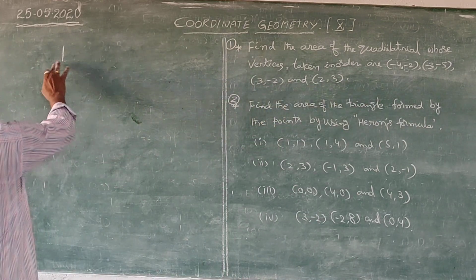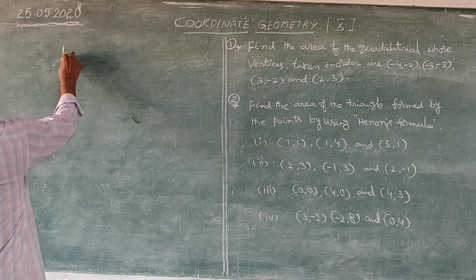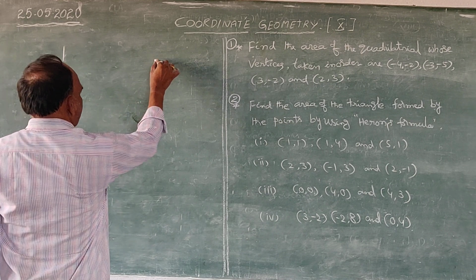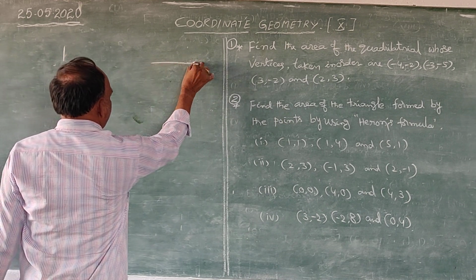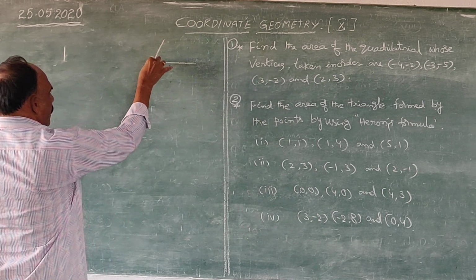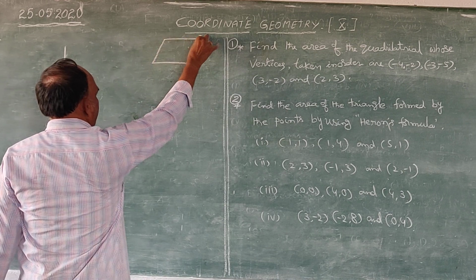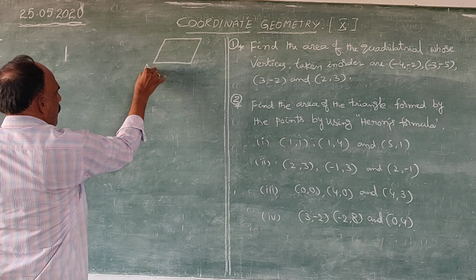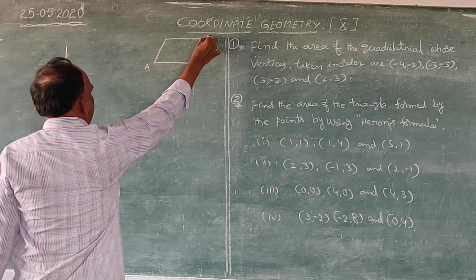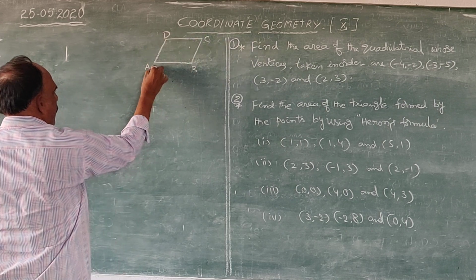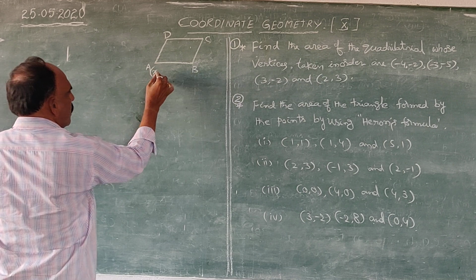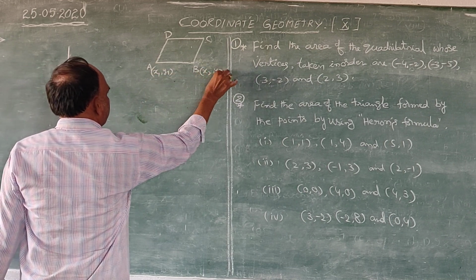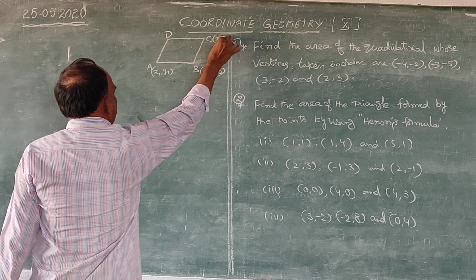Now solving the first problem. Find the area of the quadrilateral. Take a rough diagram of the quadrilateral whose vertices are A, B, C, D, denoted A (x1, y1), B (x2, y2), and C (x3, y3).